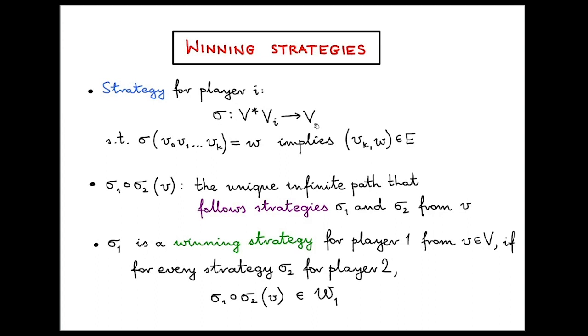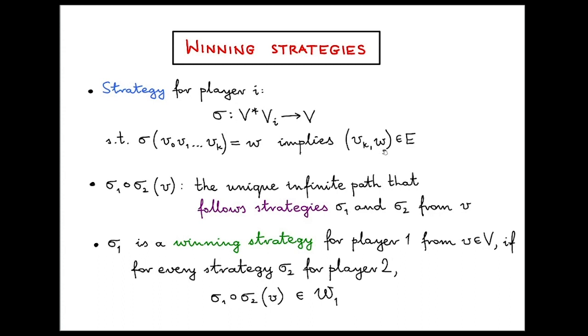So what must be the case in order for such a function to be a strategy is that if strategy sigma yields vertex w or position w on this prefix or history of the play so far, which ends with vertex or position vk, then vkw is an edge in the graph. So in other words, the strategy provides valid moves.